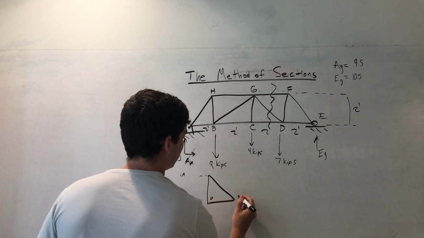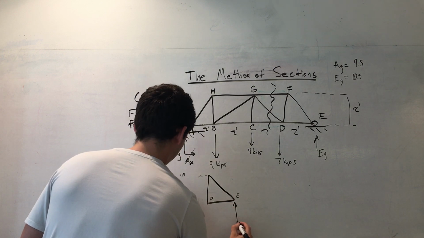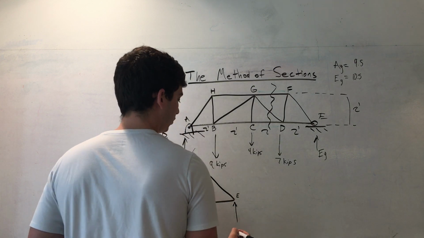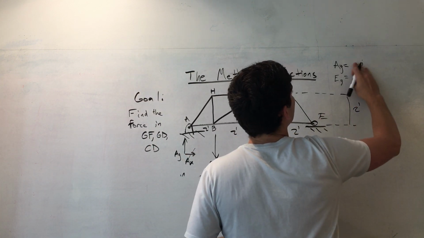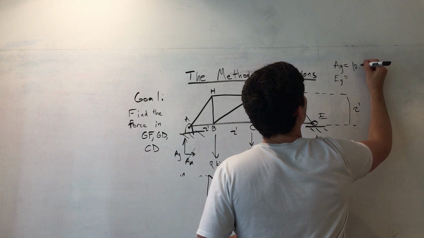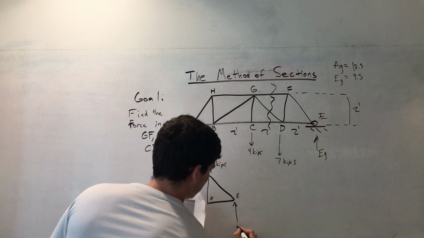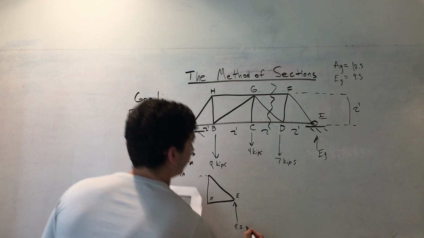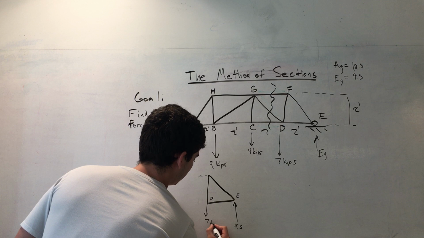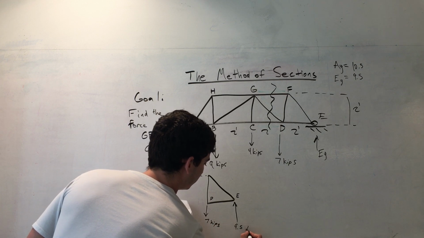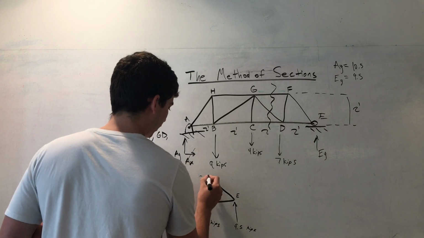This is joint D, this is joint E. We're going to have, alright, my bad, I messed this up. This is 10.5 and this is 9.5, my bad. So this will be 9.5 pushing up, and this will be 7 kips coming down. We have GF.